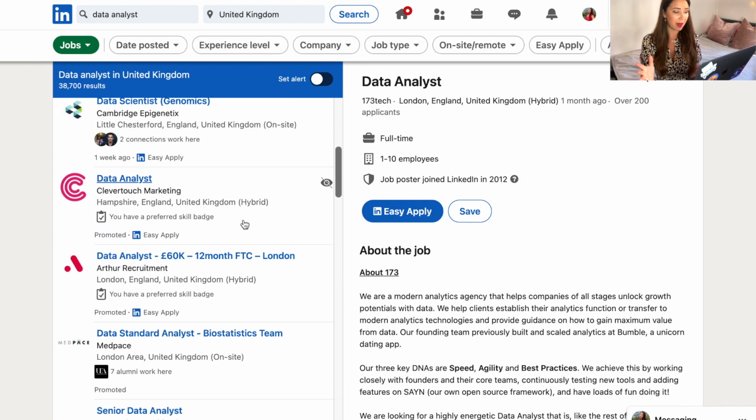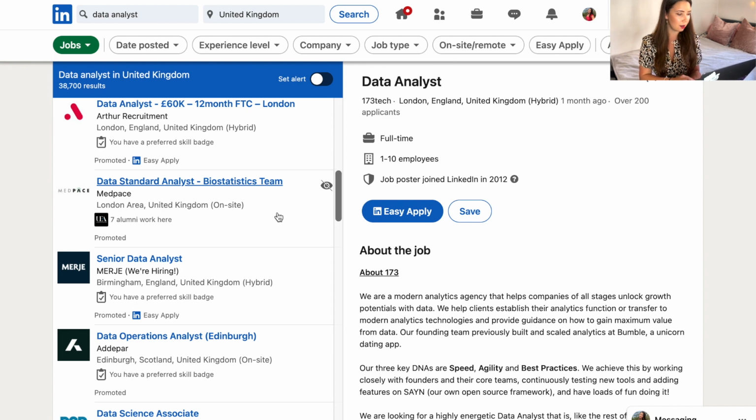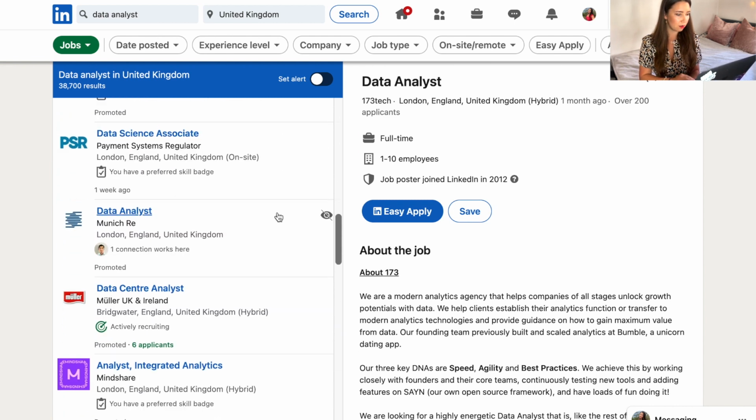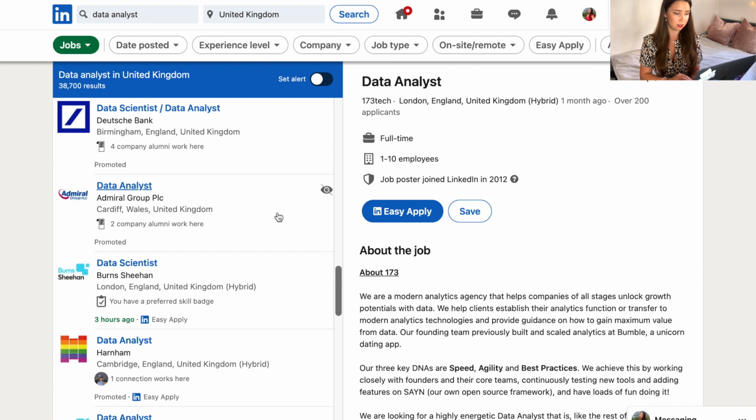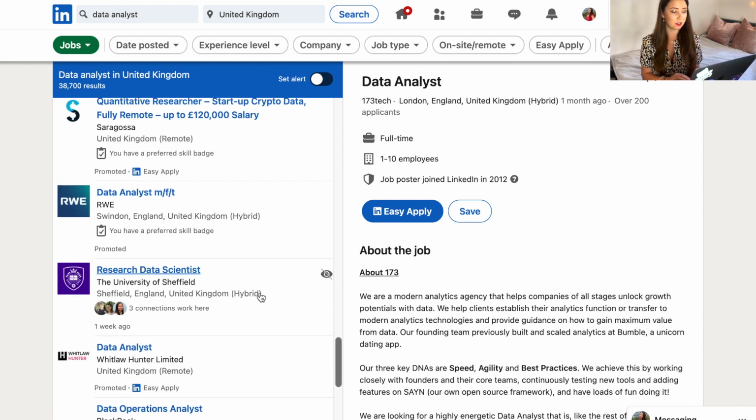Data Analyst at MedPace, again, working with health informatic data. What else do we have? Well, lots of banking ones, which obviously not for us. Research Data Scientist at University of Sheffield. You get the idea. So you can search for these roles without the prefix. And if you've got a page tailored to biology, then you're going to find these roles anyway.